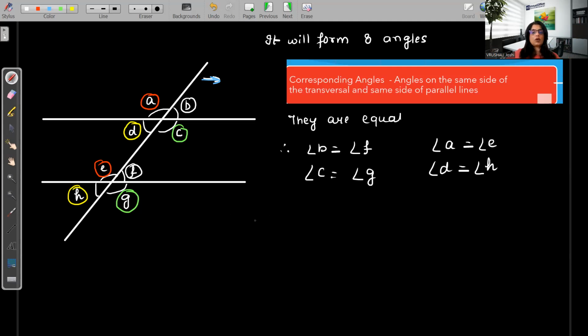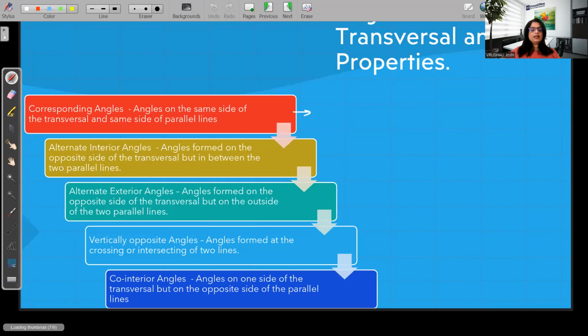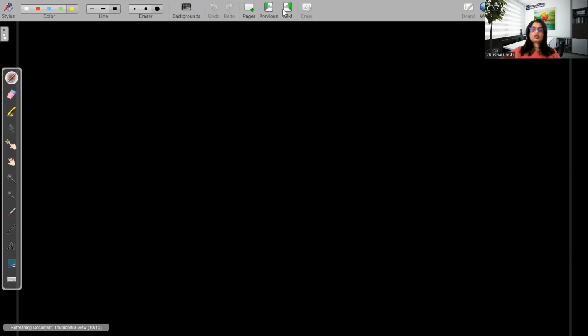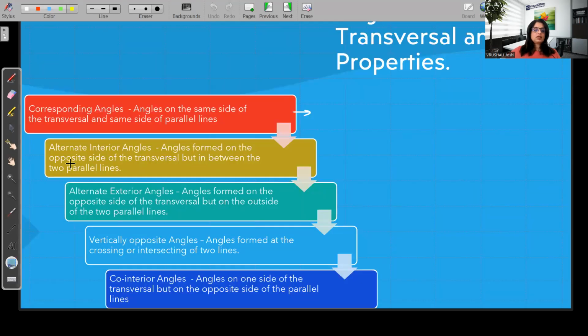Corresponding angles, how you pronounce it doesn't matter. But the concept is that corresponding angles are on the same side of the parallel line and on the same side of the transversal. They are always equal. This is the basic concept. Are you getting it? Okay. Then let us see alternate interior angles. I'm going to take this to a new page so that you understand every concept better.